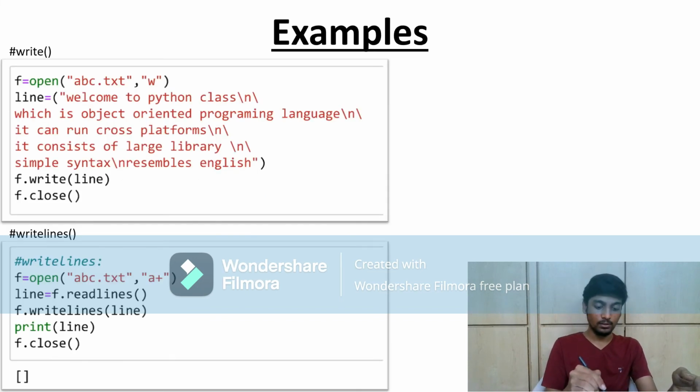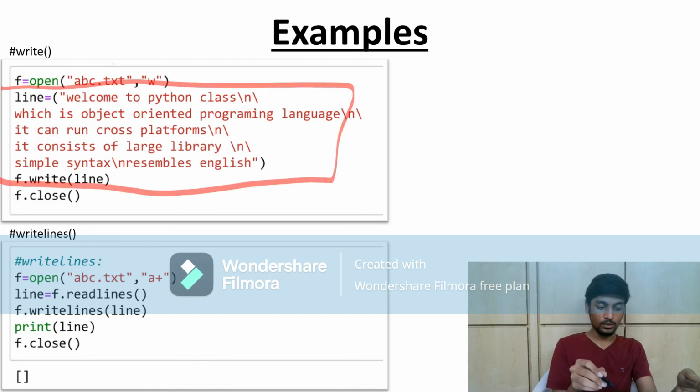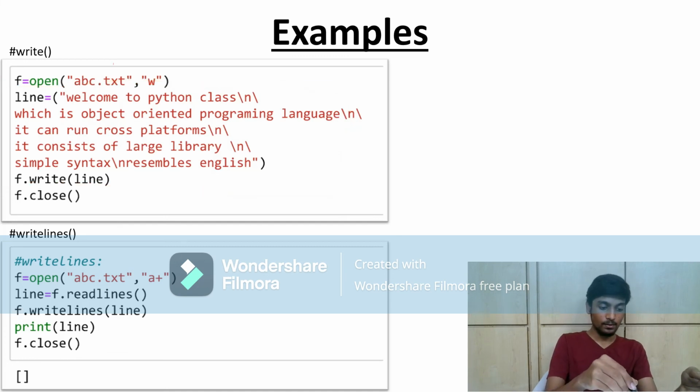The write() example. Here we took the same text document, and here we changed the mode to write mode. And in the line we wrote a text to overwrite the existing text in the document. In the text it will be changed to the given text here. The whole text will be changed.